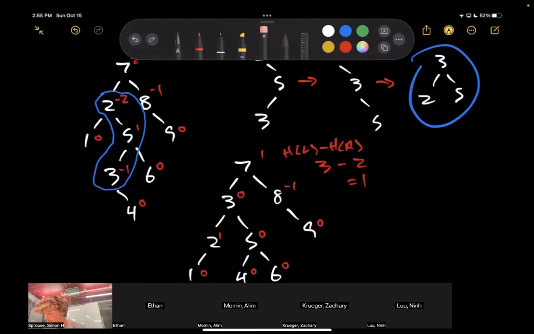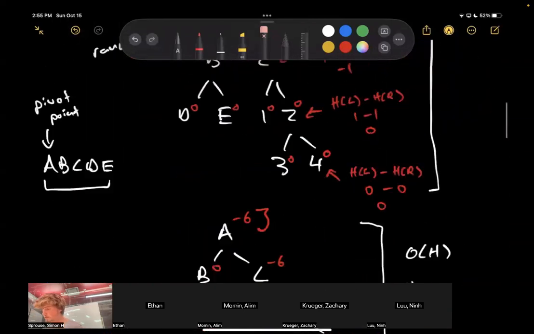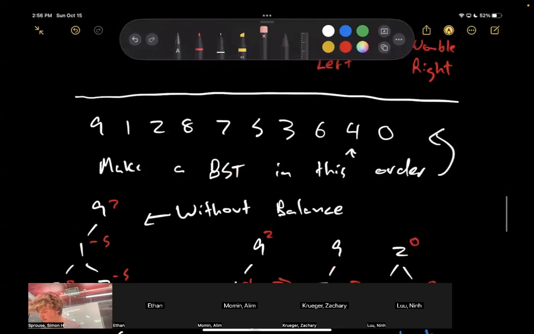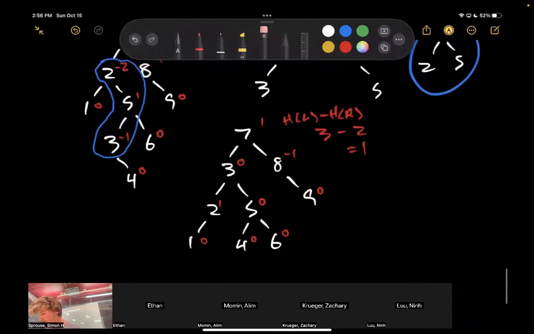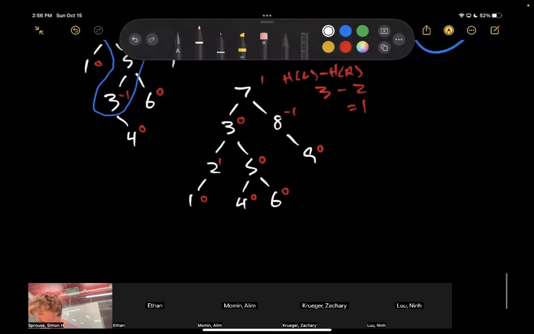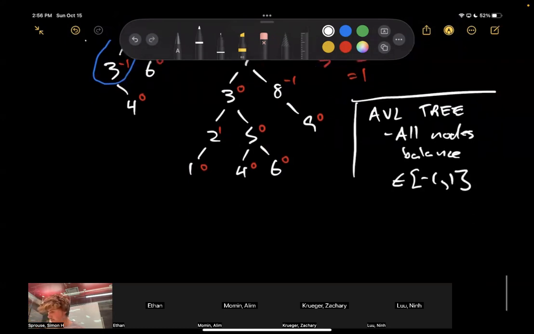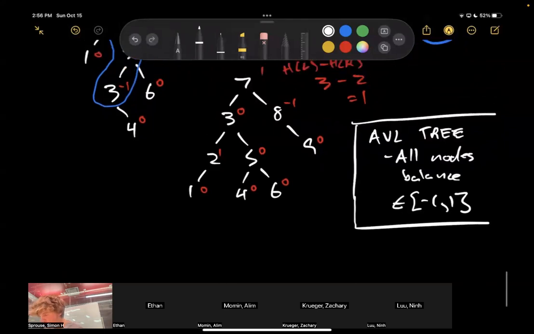So if the balance is minus 1 or 0 or 1, it is considered balanced? Yes, and that is arbitrary. Where did we formalize this? Okay, I guess we haven't formalized the definition, but let's just go ahead and, as a side note, formalize that real quick. So AVL tree, all nodes balance, let's say it's included in the set. So there you go. Okay, got it. Thank you. Yeah, that's our formalization.